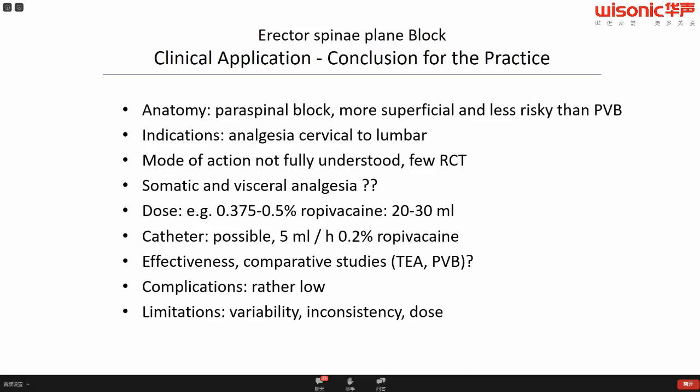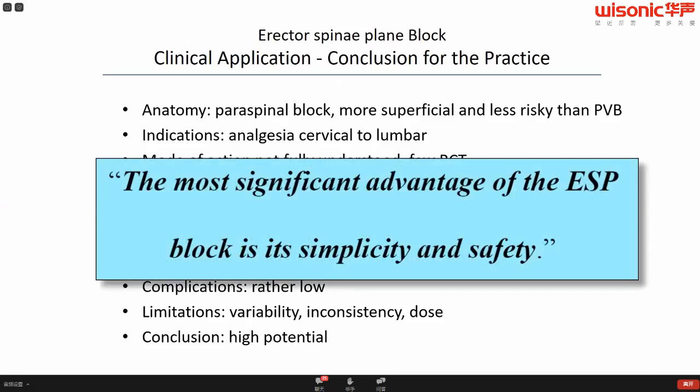Limitations of these blocks and of the results and studies or case reports we have right now are the variability and inconsistency of these blocks. My conclusion is that this block is a block with a high potential, and very important is that the most significant advantage of the ESP block is its simplicity and safety.